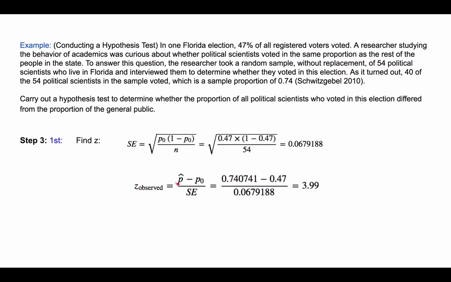Now p hat is our sample proportion that we get when we take the sample of people and see how many have equality. So we looked at a sample of 54 political scientists and we found that 40 of them voted. So p hat in this case is going to be 40 divided by 54. If you type that into your calculator, you get 0.740741. Then we subtract p0 and we divide by the standard error that we calculated in the previous step. If we do that, we get 3.99. Okay.